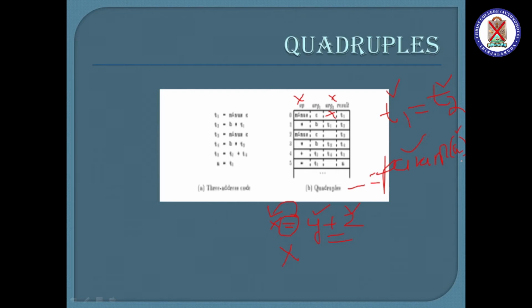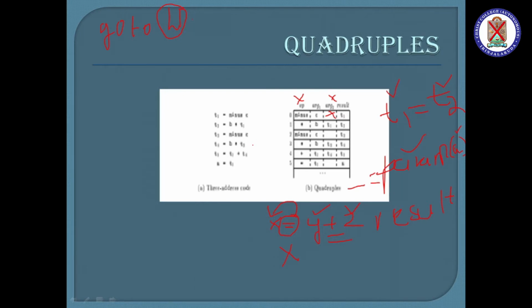Next is the jump statement, conditional jumps. The result will be there but no argument 1 and argument 2. For example, go to L1. The target, L1, will be in the result, but there is no argument 1 or argument 2. So those are the main exceptions.